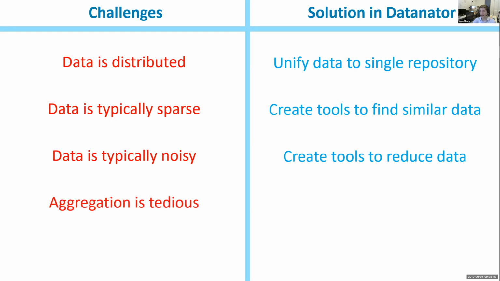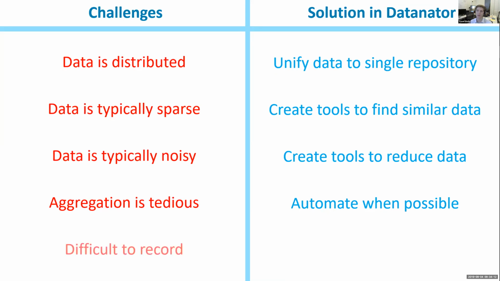Another challenge is that aggregation is very tedious. It takes a long time to aggregate the data and then to integrate it and unify all the definitions. The way that we solve this is we automate all the possible steps in data aggregation. And I should just point out that Datanator doesn't fully automate the data collection process. Some aspects of it still require manual oversight and decision making. But the goal of Datanator really is just to automate everything that can be automated and accelerate as much as possible.